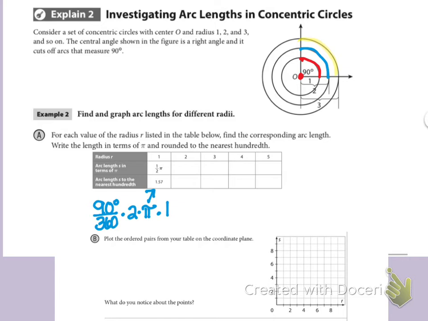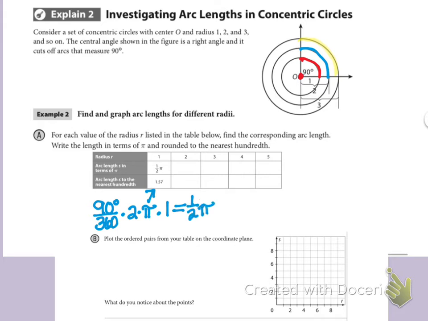So why is it 1/2 pi? It's basically, they simplified it down to multiplying the numbers besides pi. So that would be 90 degrees over 360 times 2, which turns out to be 0.5 or 1/2. And so it's 1/2 pi or 0.5 pi.